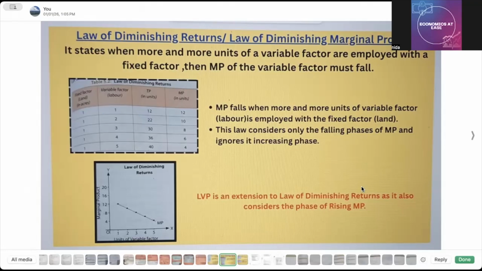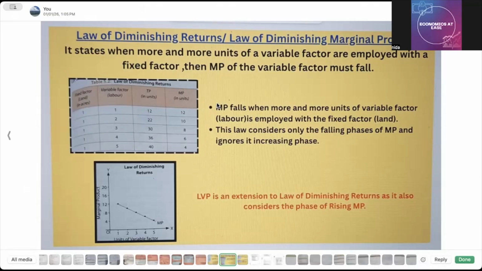As you can see on the screen, the table is given, and the diagram of the law of diminishing returns is also given here. So let's study with the help of that. It states that when more and more units of a variable factor are employed with a fixed factor, it means the fixed factor is there, and as the variable factor changes, we know that in the short run the variable factor changes, and the rest, that is the land, remains fixed. Then we study the nature of TP, MP, and AP.